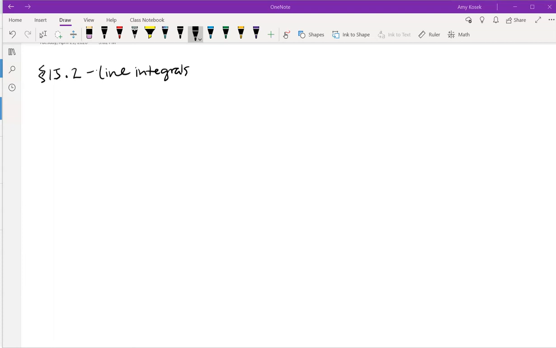Right, we're on to section 15.2 where we're going to learn about line integrals. But before we get to the definition of a line integral, we're going to talk about some parametric curves again for a bit.